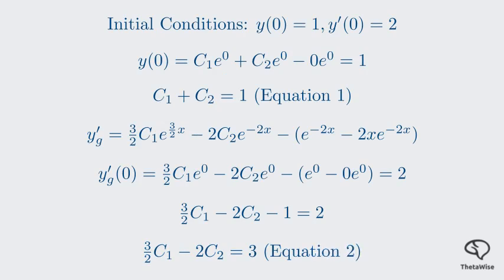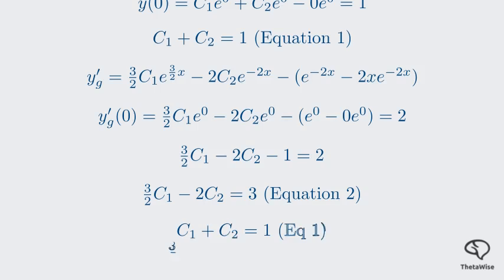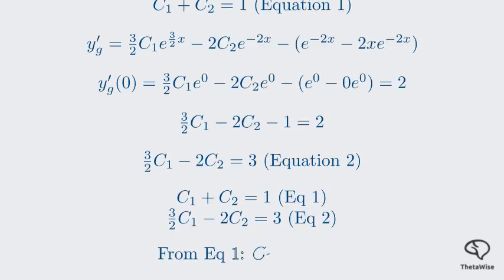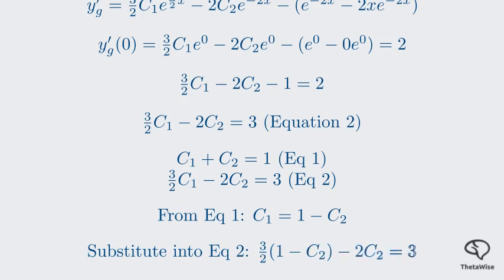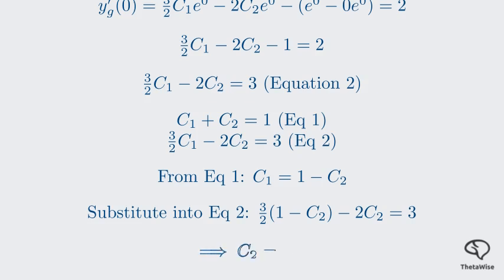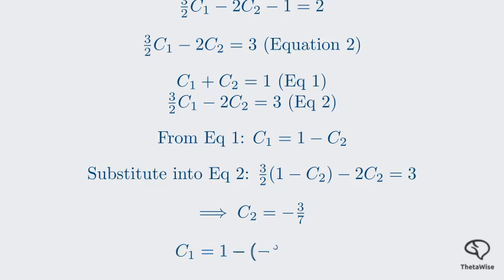We now have a system of two linear equations with two unknowns, c1 and c2. Let's solve by substitution. From equation 1, c1 equals 1 minus c2. Substitute this into equation 2. This gives 3/2 (1 minus c2) minus 2 c2 equals 1. Solving for c2, we find c2 equals 1/7. Plugging c2 back into c1 equals 1 minus c2 gives c1 equals 6/7.